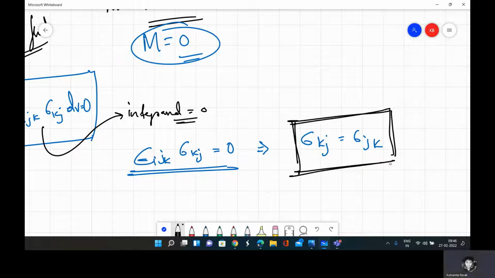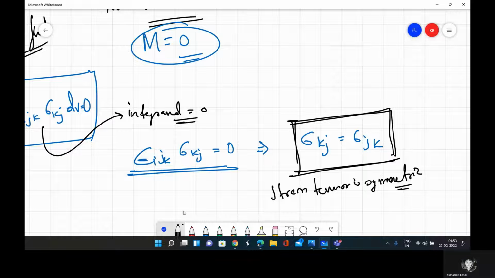This is an important part. This is nothing but the stress tensor is symmetric. We proved, taking the moment of the volume forces and surface forces of the net fluid element, we take everything, equate it to 0, and we get sigma kj equal to sigma jk. Therefore, we proved that the stress tensor is symmetric.